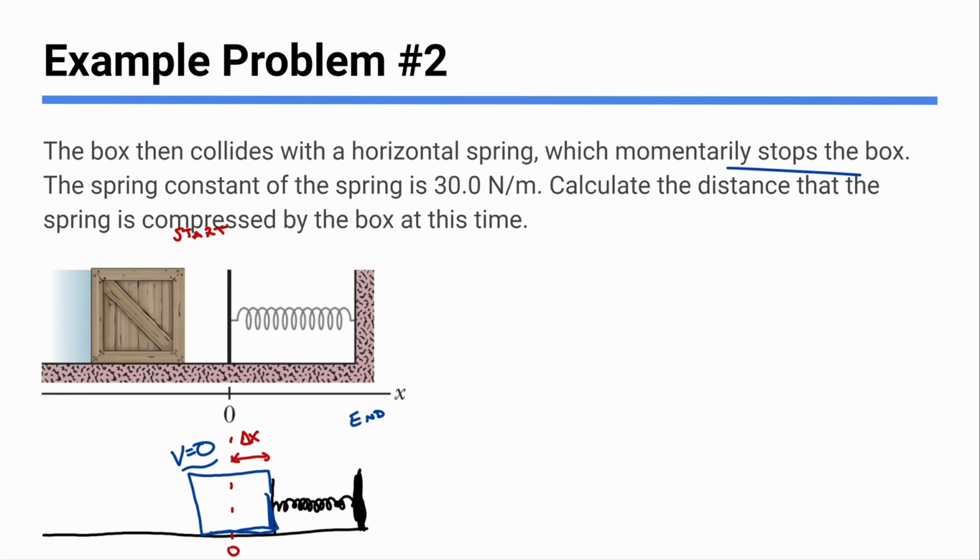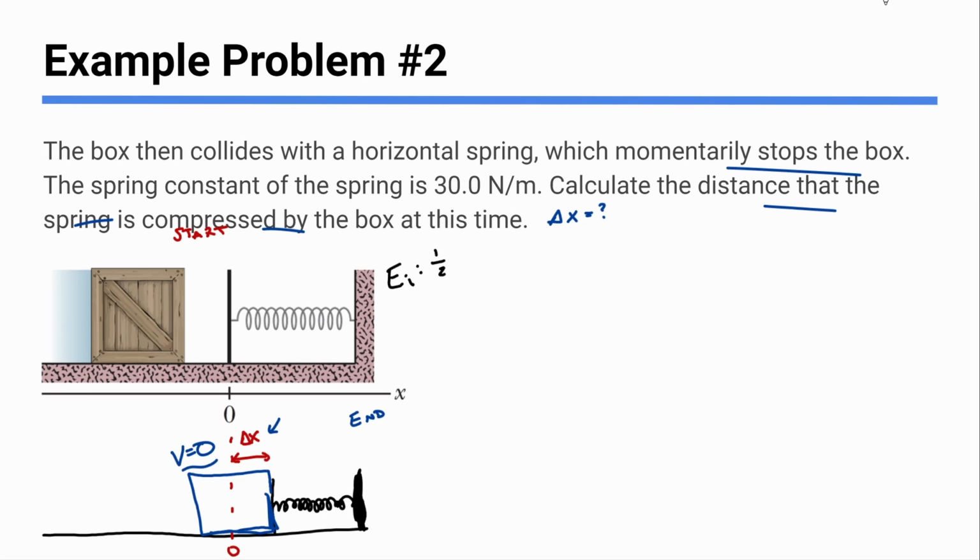All right, and I want to calculate the distance that the spring is compressed, and that would be this delta x. That's what I'm talking about. So my unknown is delta x, my compression distance. Same deal here: I want to look at initial and final energy. First question, when I look at the start, the initial condition, is anything moving? Yes, the box is moving.